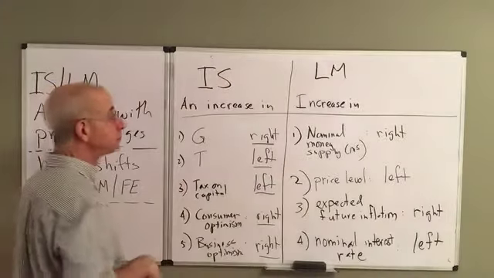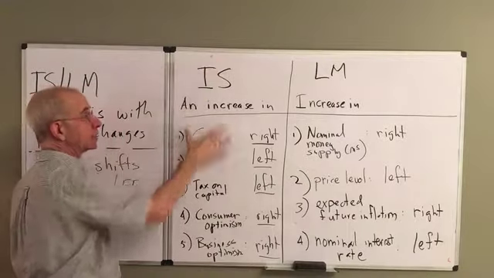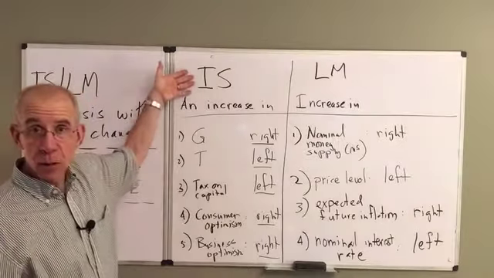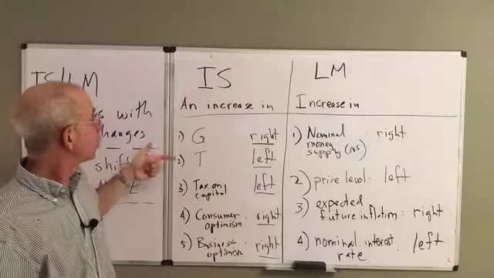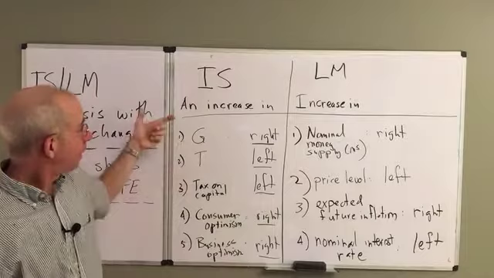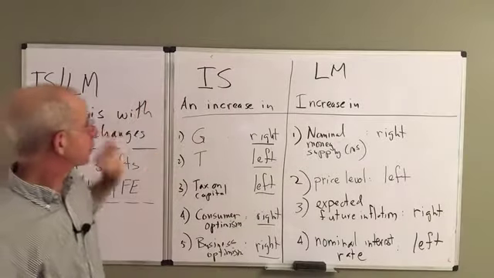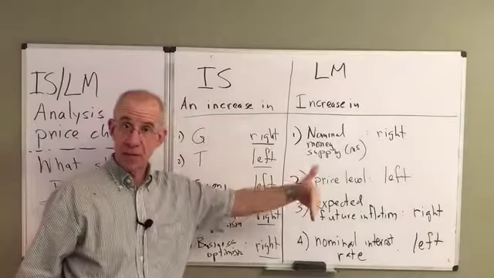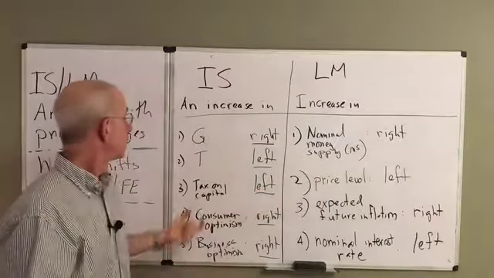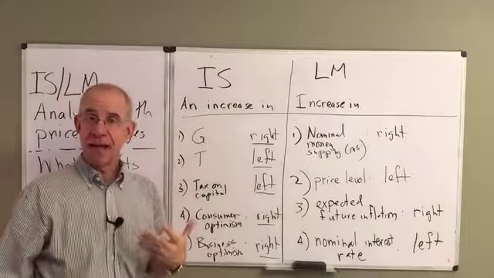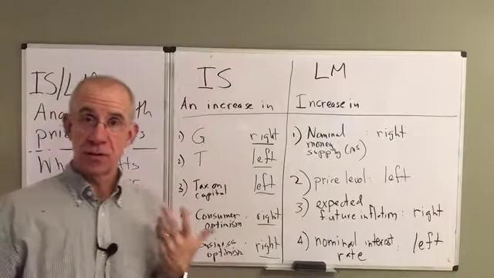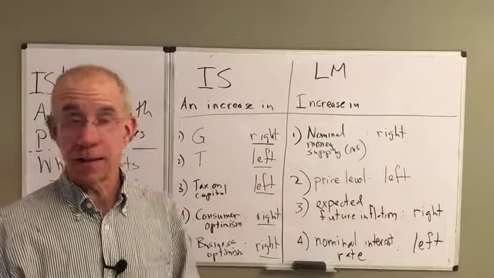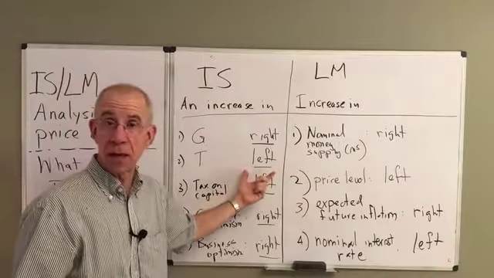So again, there's the IS curve, which reflects the goods market, and we've got the basic following results. An increase in government spending on goods and services will shift the IS curve to the right. An increase in taxes reduces consumer disposable income. There's less spending that they can do. That will shift the IS curve to the left.